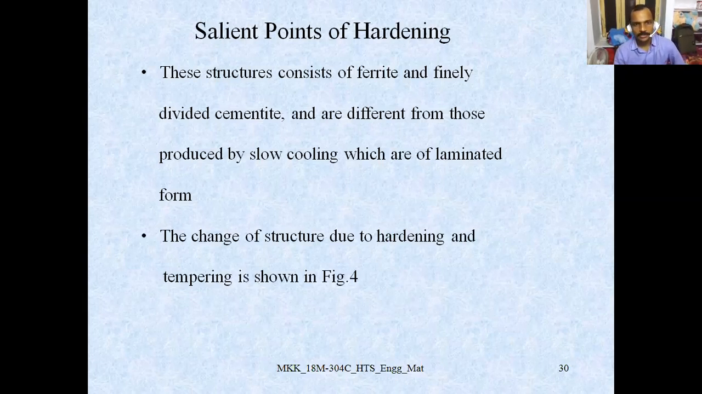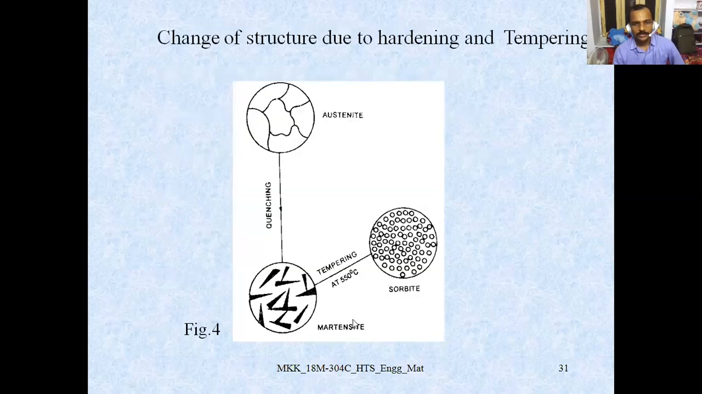Let us see this particular diagram. Here, this is the martensite structure, this is sorbite, and this is austenite. This is because of quenching and tempering. Quenching is sudden cooling, and the required tempering temperature depends upon the metal. So that is 550 degrees centigrade.